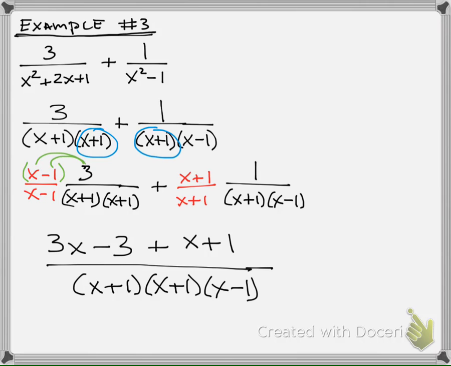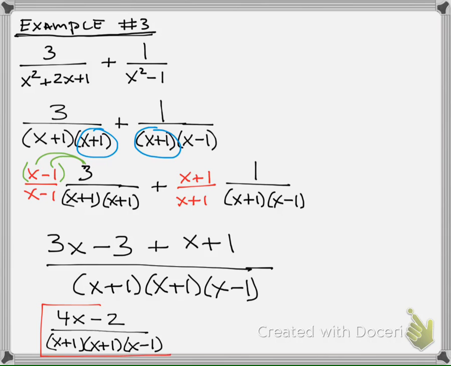Now in the numerator, I'm going to add all the like terms, and I'll end up getting 4x minus 2 all over x plus 1, x plus 1, x minus 1. And that is my answer. Okay? Thank you very much.